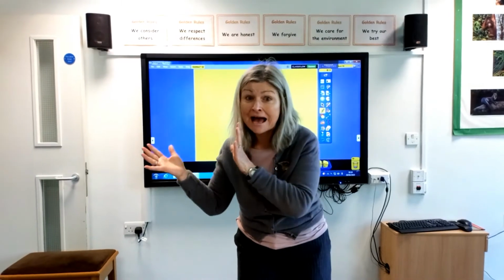Okay, now what you're going to need is something to write on. So it could be a bit of paper and a pencil, or it could be a whiteboard or a blackboard, but you won't need it yet, but you'll need to have it at hand. So if you can go and find something to write on and have it nearby, that would be really good.